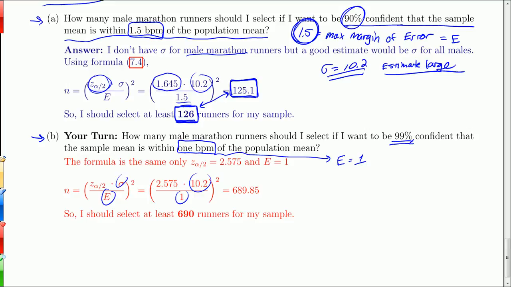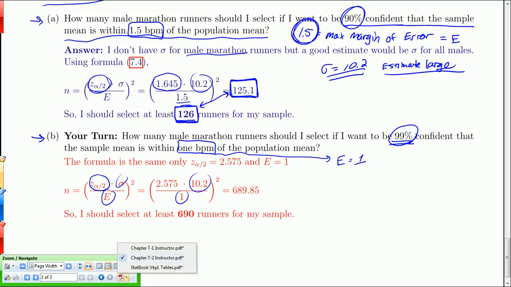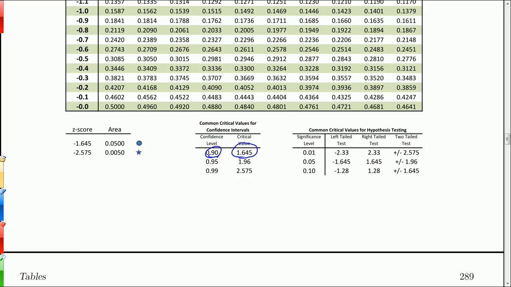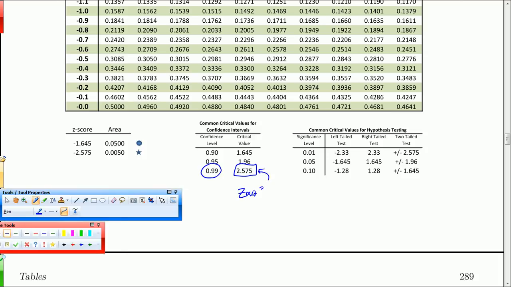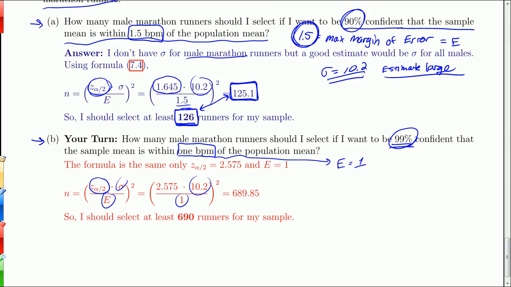I'm going to keep the same population standard deviation based on the reasoning from the previous example. But now I'm at the 99% confidence level, so my z sub alpha over 2 changes. When I go to my table, z sub alpha over 2 at the 99% confidence level is 2.575. So that changes. Z sub alpha over 2, 2.575. And when I plug all that stuff in, there's my 2.575. I plug that in, square it, don't forget to square it.